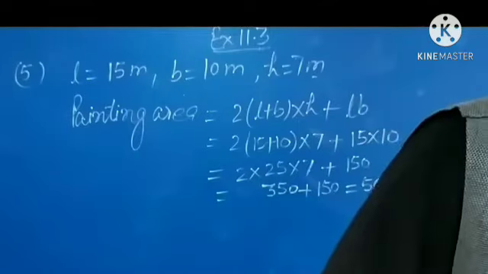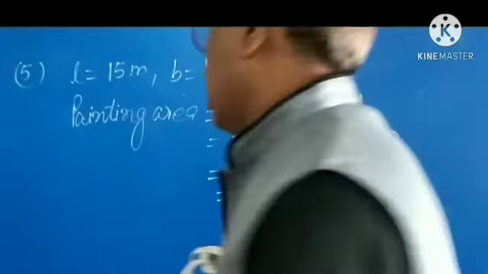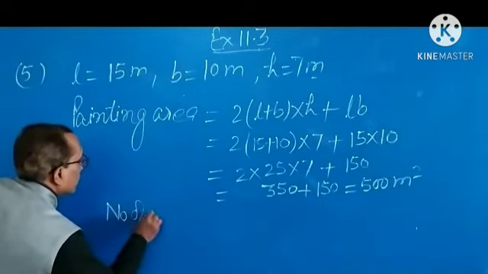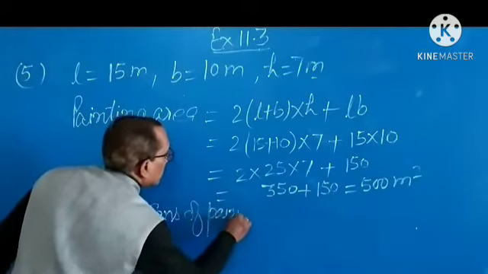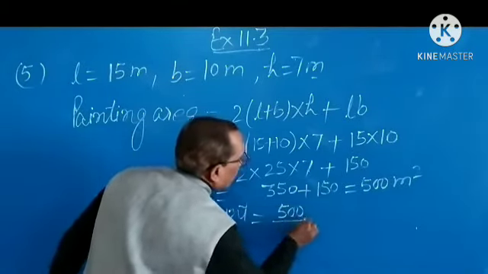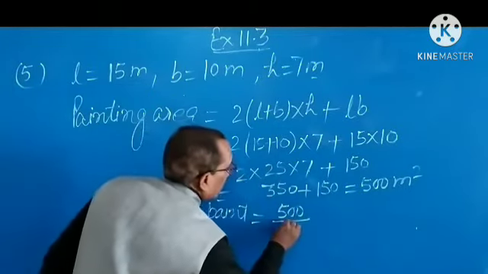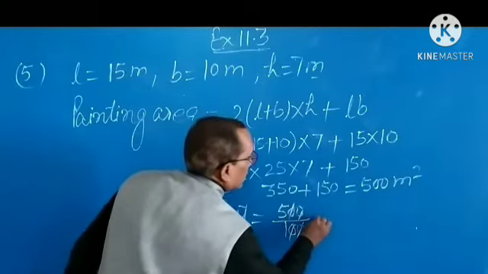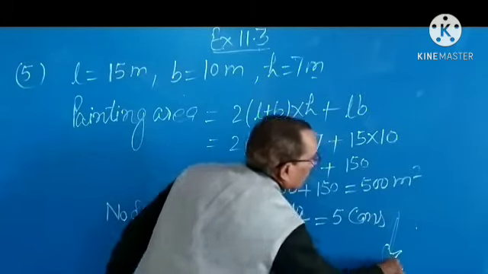and if you want to find the number of cans which are used to paint, then you write down number of cans of paint. Number of cans of paint is equal to total area upon area painted by one can, that is 100, means 0 is cancelled here, you get 5 cans. It is your answer.